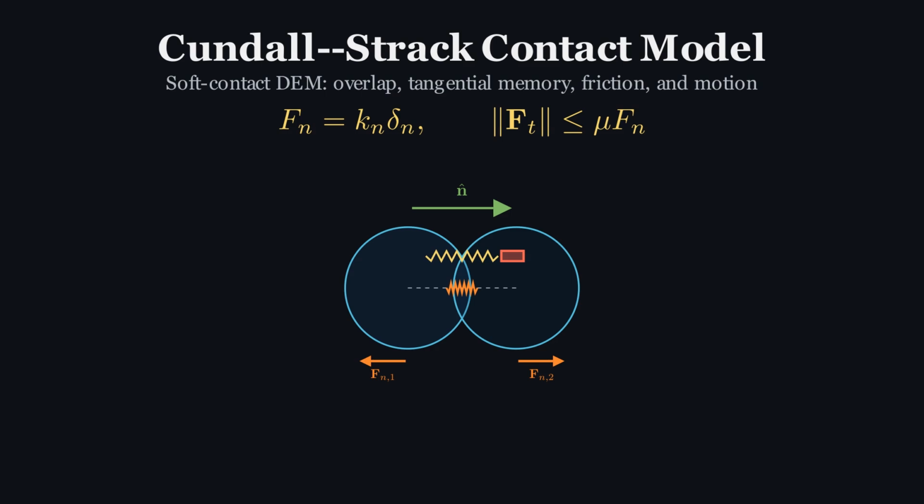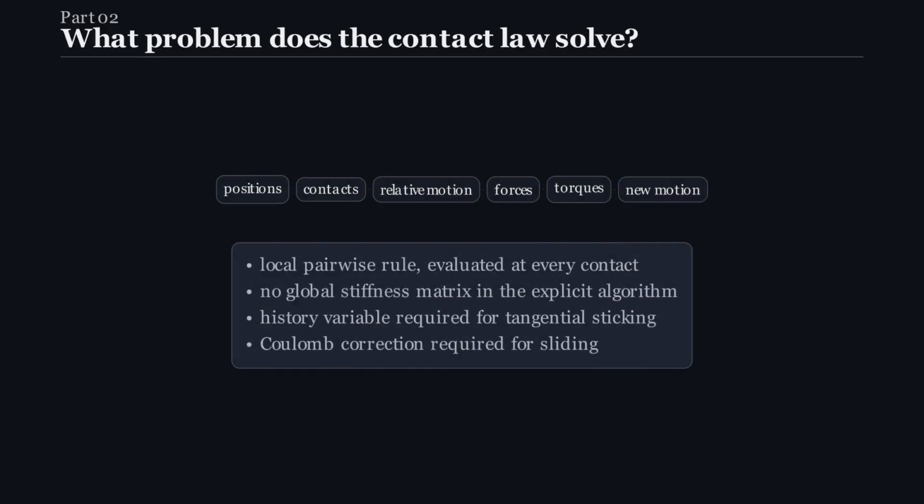stress averaging. DEM repeatedly maps positions and velocities to contacts, contact forces, torques, and then new particle motion. The Cundall-Strack law applies the local mechanical rule inside this loop. The normal force is instantaneous, but the tangential force remembers previous tangential displacement while the contact sticks.